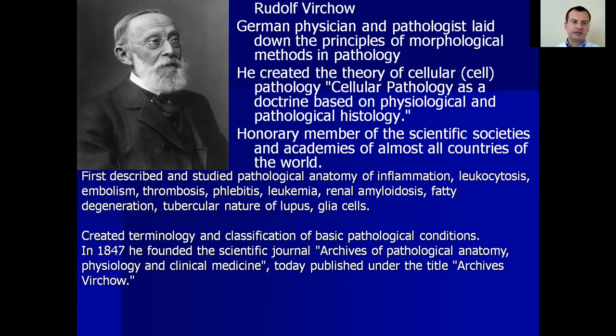He first described and studied the pathological anatomy of inflammation, leukocytosis, embolism, thrombosis, phlebitis, leukemia, renal amyloidosis, fatty degeneration, the tubercular nature of lupus, and glial cells. He created terminology and classification of basic pathological conditions. He founded the scientific journal Archive of Pathological Anatomy, Physiology, and Clinical Medicine, today published under the title Virchows Archiv.